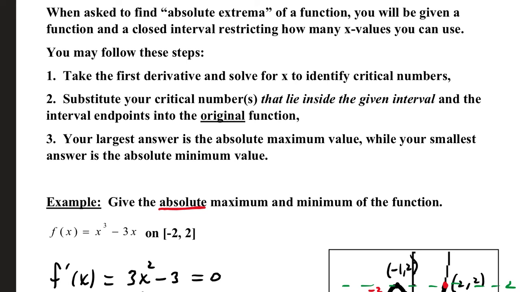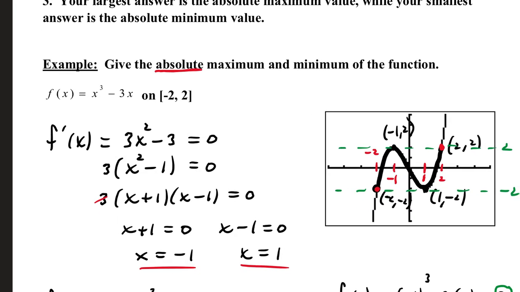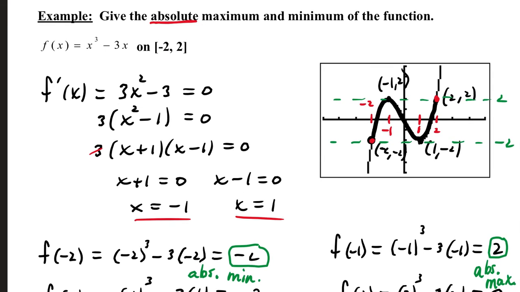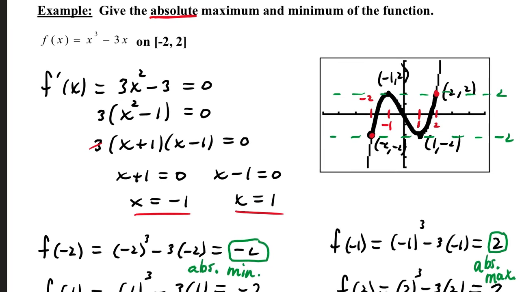So if you need to write these down or read these 3 steps, pause the video and take a look through them. Those will get you to the point you need in your problem, though. All right, I'm going to go ahead and proceed. Give the absolute maximum and minimum of the function. So when you see that word absolute, you'll have a function and an interval.